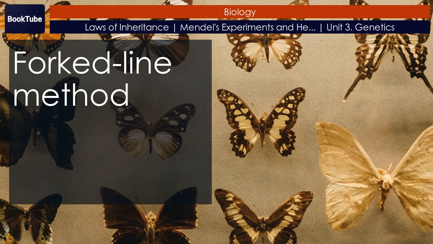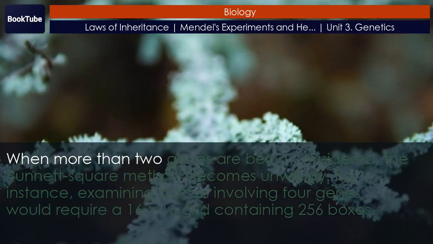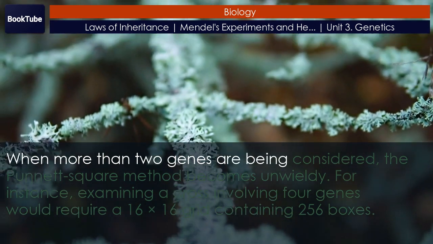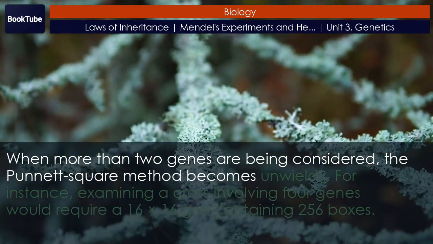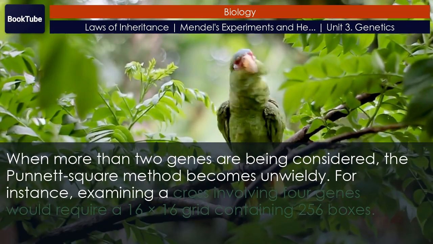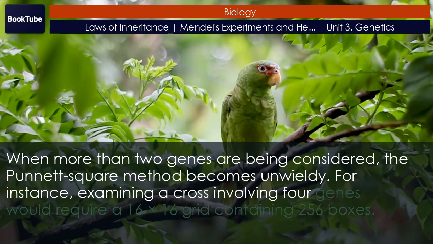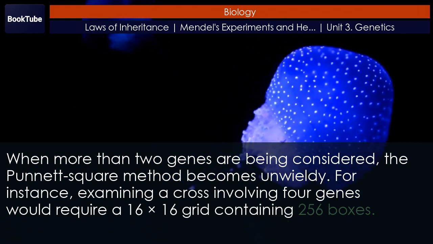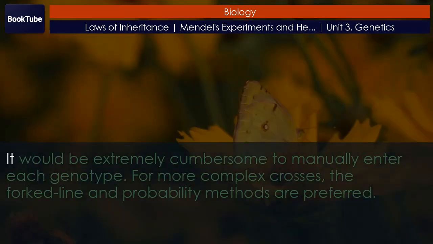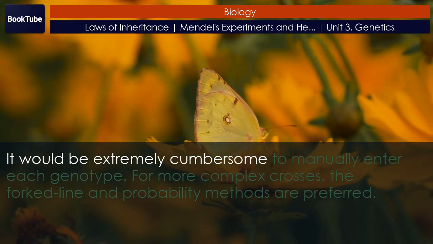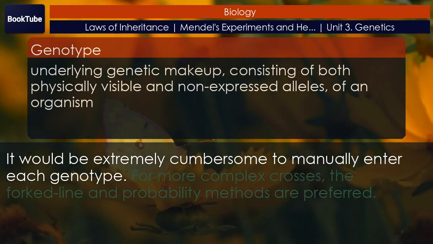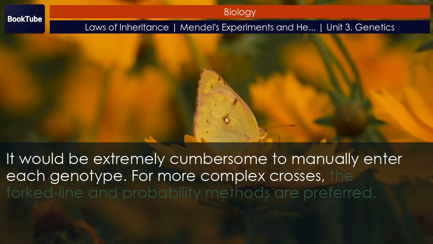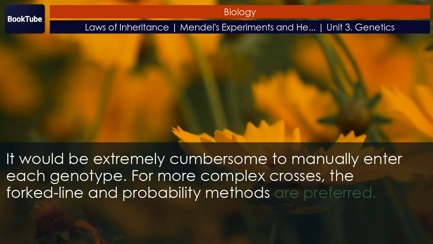Forked line method. When more than 2 genes are being considered, the Punnett square method becomes unwieldy. For instance, examining a cross involving 4 genes would require a 16x16 grid containing 256 boxes. It would be extremely cumbersome to manually enter each genotype. For more complex crosses, the forked line and probability methods are preferred.